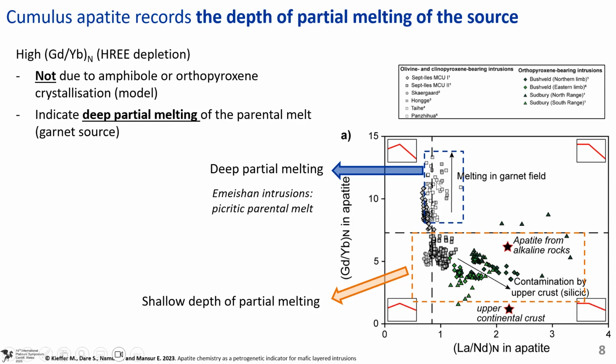Why do we know this? It's because those samples correspond to the Emeishan intrusions, where we know the parental melt has a deep picritic source. And on the opposite, these samples correspond to a shallower depth of partial melting.